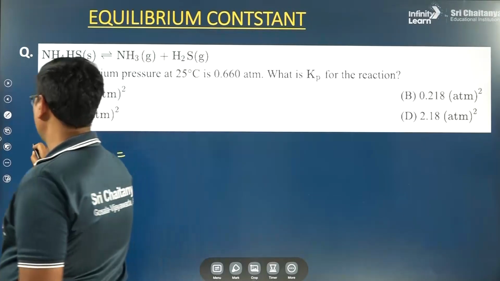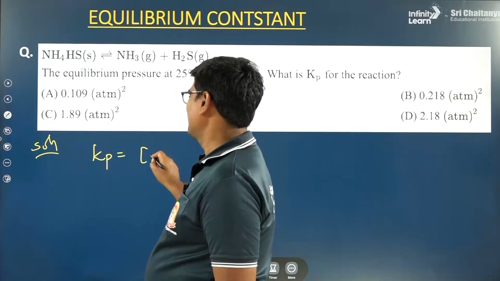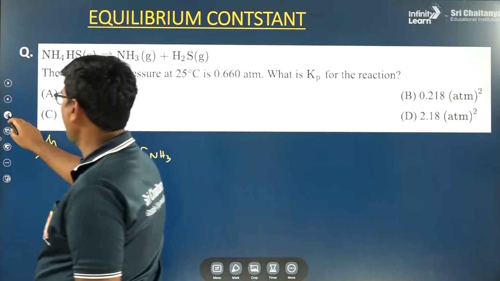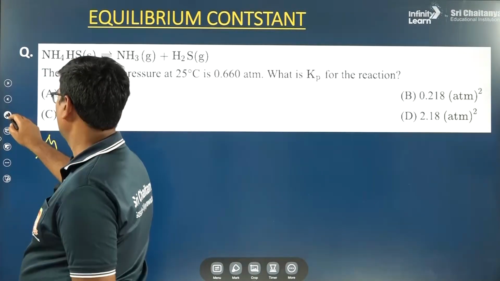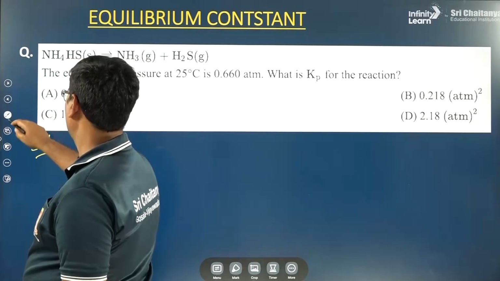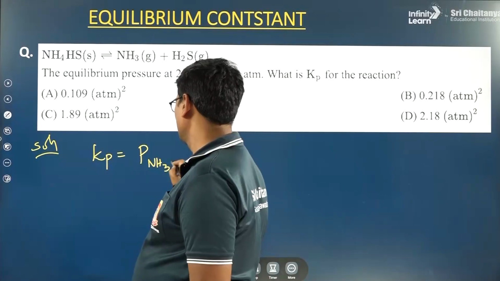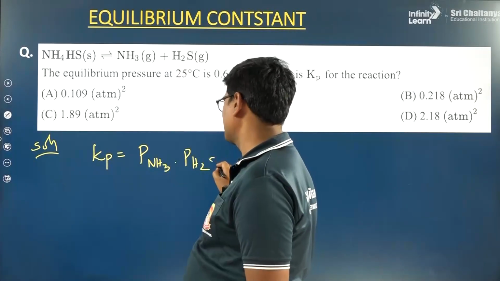Kp is equal to, now what are the gases involved on the product side? Ammonia, I am writing the partial pressures. So the partial pressure of ammonia and the partial pressure of H2S. This is the Kp expression.